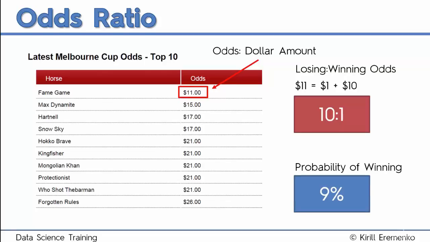Now be careful in terms of terminology. At the top you've got losing to winning odds, and at the bottom you've got the probability of winning. If you want the probability of losing, then it's obviously 1 minus the probability of winning, which gives you 91%.